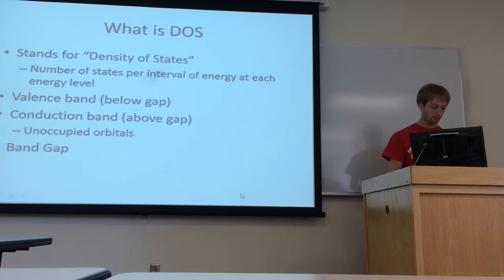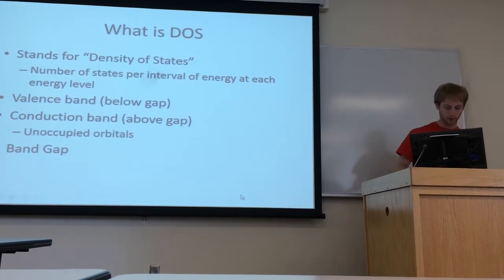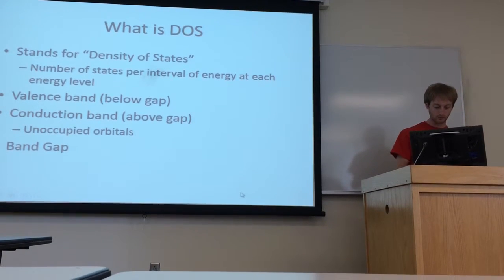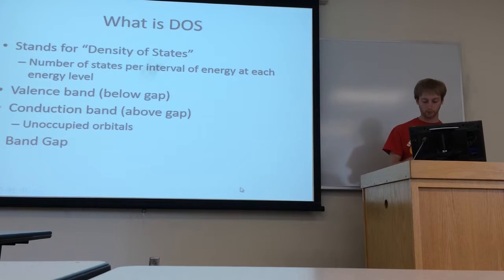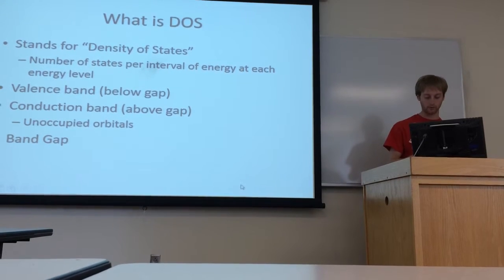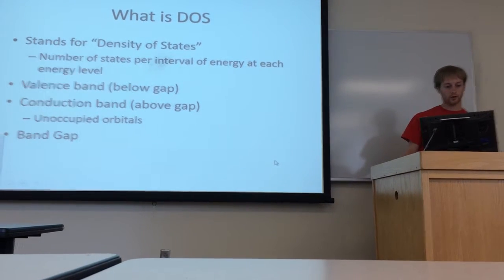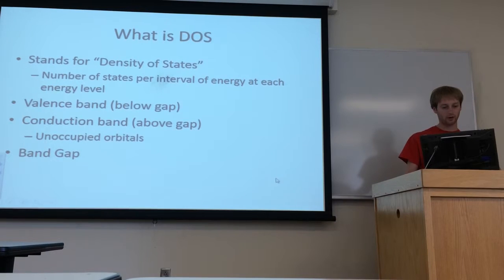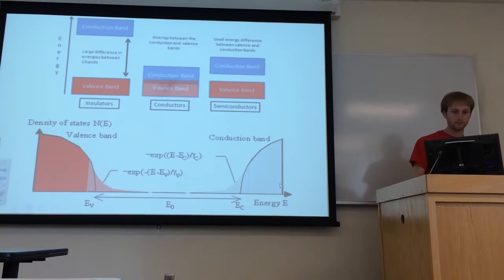So DOS, as he already covered, was density of states, and it's the number of states per interval of energy at each energy level. And then I found a definition for valence and conduction band that could explain it better than I could. The valence band is the highest range of electron energies in which electrons are normally present at absolute zero temperature, and the conduction band is the lowest range of vacant electronic states. So technically, valence bands are going to be occupied and conduction bands unoccupied. And then the band gap is just the gap between the two.